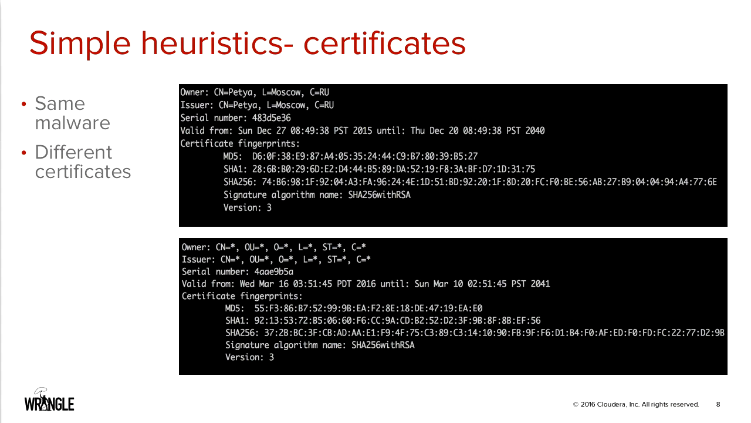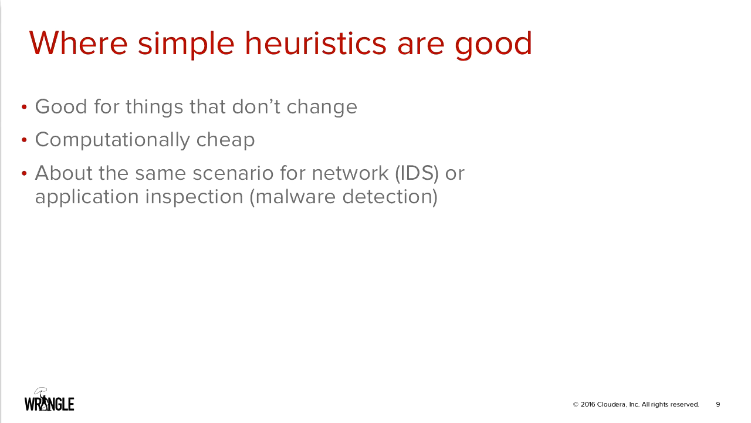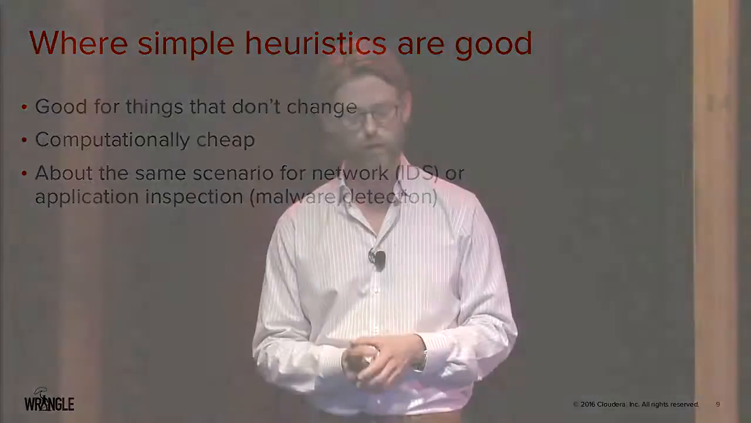So where that works well is for things that don't change. Heuristics work great for things that don't change at all. It's not really different if you're talking about an IDS. It's not different if you're talking about malware detection. It's all about the same, and it's computationally cheap. So if you have, say, something that's not being iterated on, just write some heuristics and you're going to be good. Don't worry about it. Call it a day. Where it's problematic, anything with funding or making money.